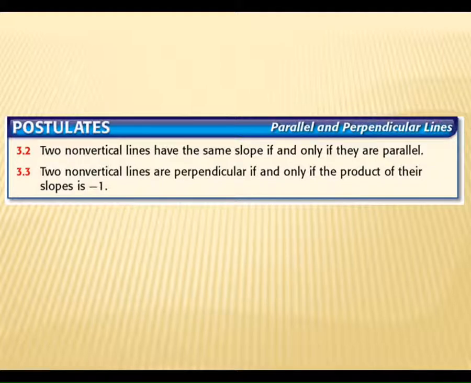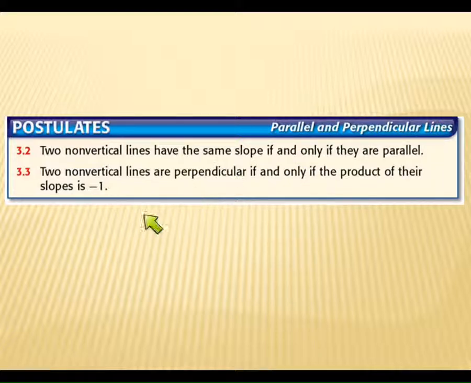I don't have it copied off today, but the first couple postulates from chapter 3 are called parallel and perpendicular lines. It says two non-vertical lines have the same slope if and only if they're parallel. Okay. Two non-vertical lines. So this means if they're parallel, they have the same slope. If they have the same slope, then they're parallel. These are on your postulate sheet that you'll get.